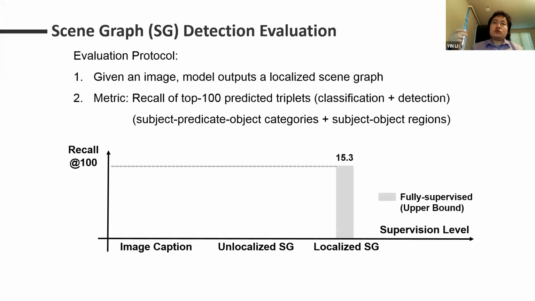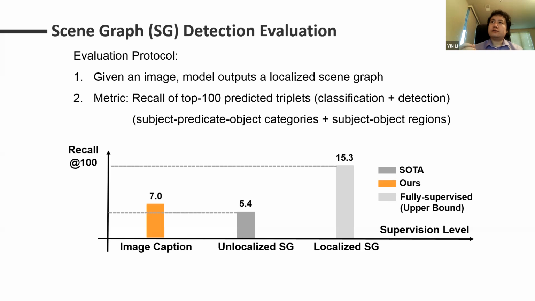What we can do is first train our model on the fully supervised setting, and this is the upper bound of our model. It's about 15.3% for top 100 recall. I think this is also slightly higher than, or at least on par with, many of the state-of-the-art supervised scene graph generation methods. Now, this is the latest result from weakly supervised scene graph generation, which does require an unlocalized but still manually labeled scene graph. The recall drops from 15.3 to 5.4.